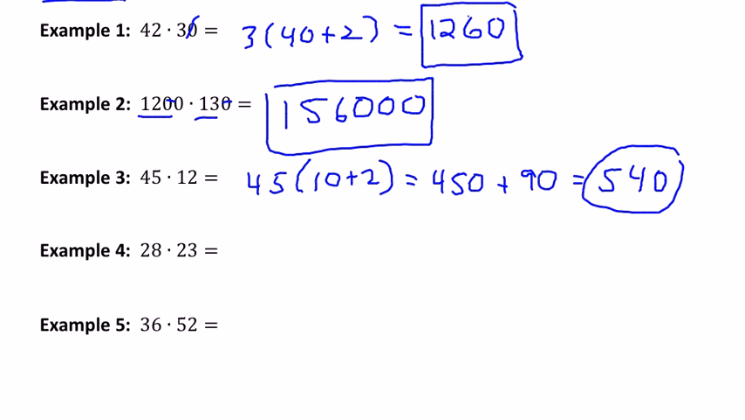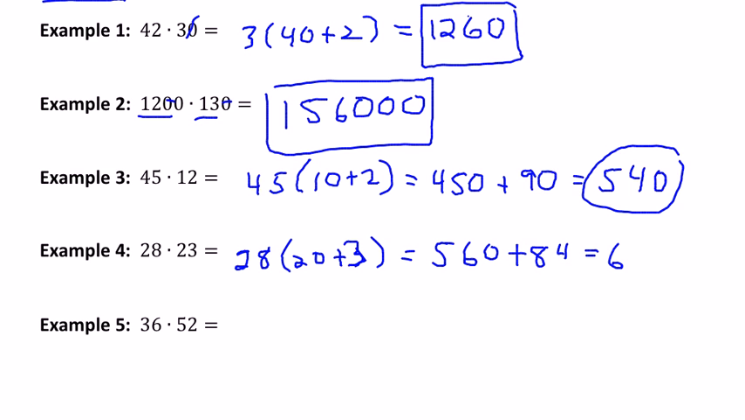Example 4, this is kind of similar to what we've been doing. You can do the distributive property on this, and it doesn't matter how you decide to do it. I'm going to do 28 times 20 plus 3. Well, 28 times 20 is 28 times 2, which is 56, and adding a 0. So I know I've got 560. And then 28 times 3, well, that one you might not know, so you just have to be able to figure it out. One way to do it would be 30 times 3 is 90, so subtract 2 times 3 to get 84. And so you get 560 plus 84, which equals 644.